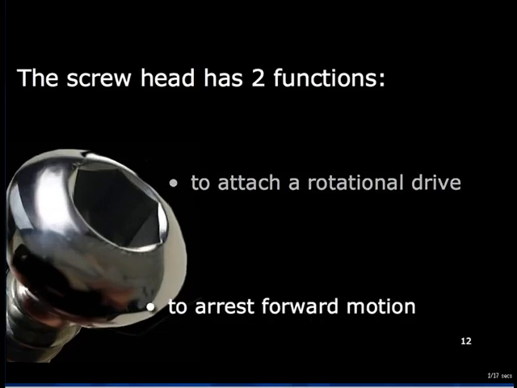The second function of the screw head is to arrest motion when the head contacts the surface of the bone or plate hole, or washer, which is effectively a one-hole plate. For this reason, the diameter of the head must be greater than the outside thread diameter.